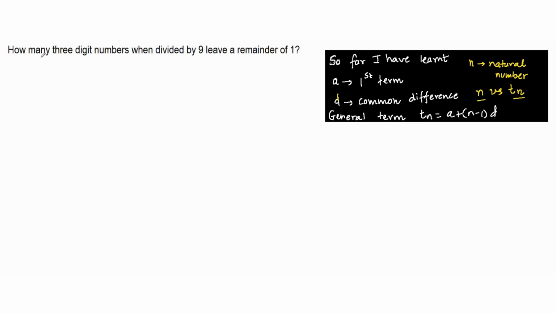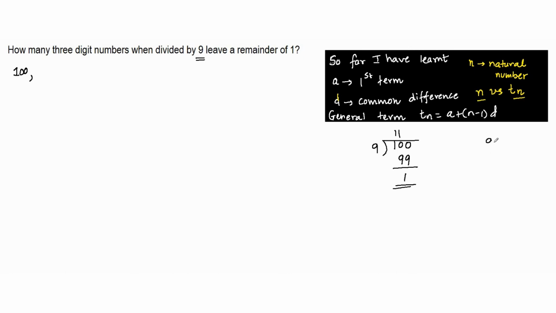Okay, the next question reads: how many three-digit numbers when divided by 9 leave a remainder of 1? So we have to find those numbers which when divided by 9 leave a remainder of 1. Let us consider the smallest three-digit number, 100. Let's divide it by 9. 9 11s are 99 and the remainder is 1. So 100 for sure leaves a remainder of 1 when divided by 9. So the first three-digit number which when divided by 9 leaves a remainder of 1 is 100.